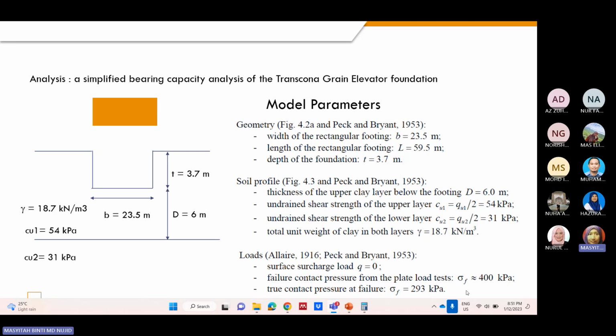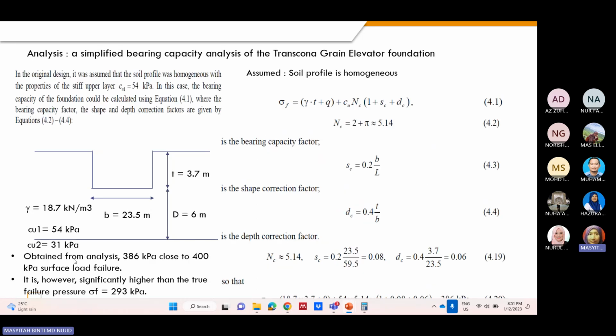So kita nak tengok lah yang kita calculate ni dia dekat dalam range mana, 400 kPa ke ataupun 293. Tetapi yang accounted from the site report, the true contact pressure adalah 293. So bila dia buat plate load test 400 kPa, seolah-olah safe lah kan. Tapi sebenarnya bila analysis without considering the effect of strata ke, dia dah jadi berlainan lah.